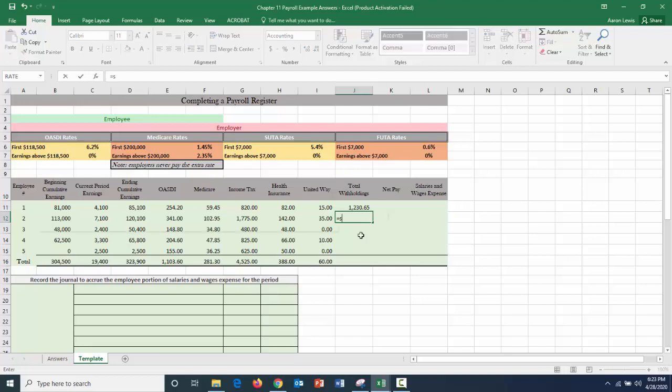Withholdings from employee 2, it's just going to be the sum of those same numbers again. And when we add those 5 numbers together, we get $2,395.95. So we can do the same math for employees 3, 4, and 5. Add together OASD plus Medicare plus income tax plus health insurance plus any other withholdings that you have, like United Way, gives total withholdings. And the total withholdings for employee 3 was $711.60. For employee 4, it's $1,153.45.